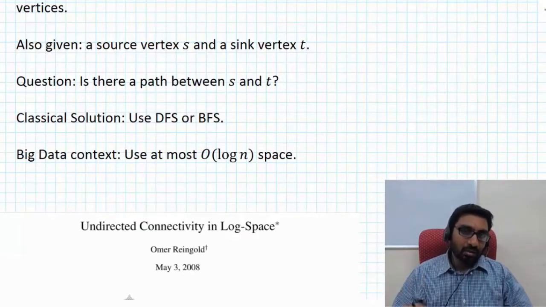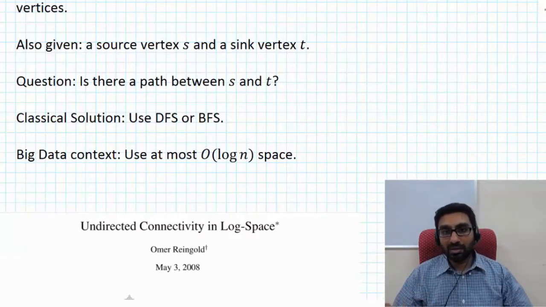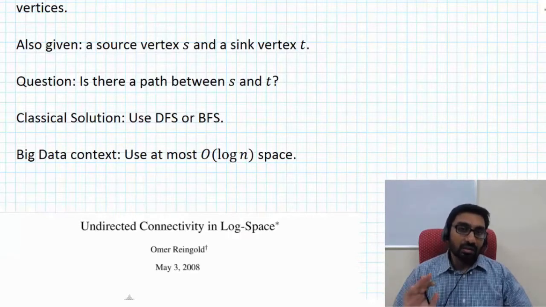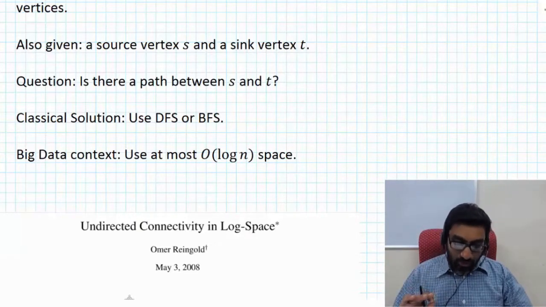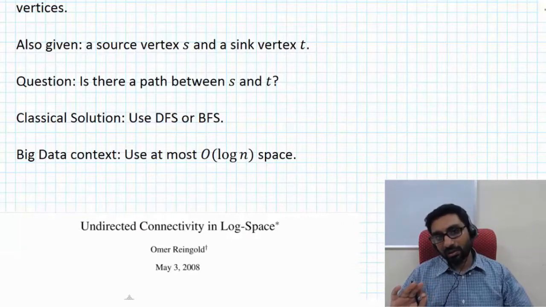But the big data context comes from the fact that you're not allowed to use a lot of space. Now, if you were to use BFS, you will need to have a queue of up to theta of n size. And similarly, even if it's DFS, you will need to have a stack of up to theta of n size. And either of these is unacceptable. And therefore, we need a solution that takes very little space.